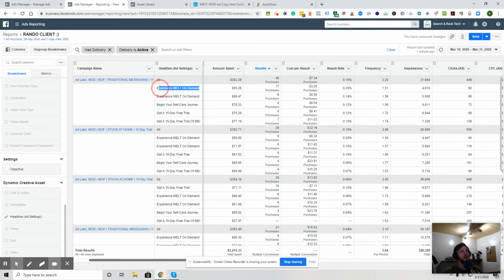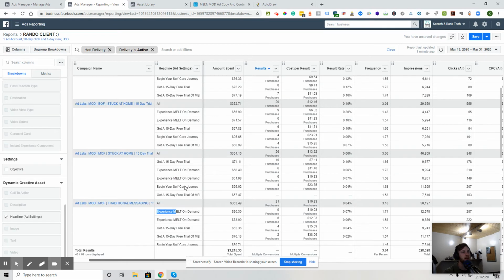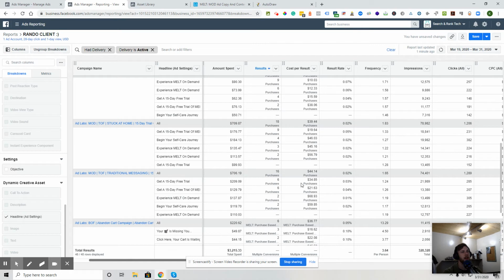But looking at this, we know, okay, we definitely want this headline. And then we definitely see this begin your self-care journey and a free trial are really doing pretty solid. Now, we want to double check to see how our things are doing across other sections. Okay, cool. Experience, boom. And here it is.